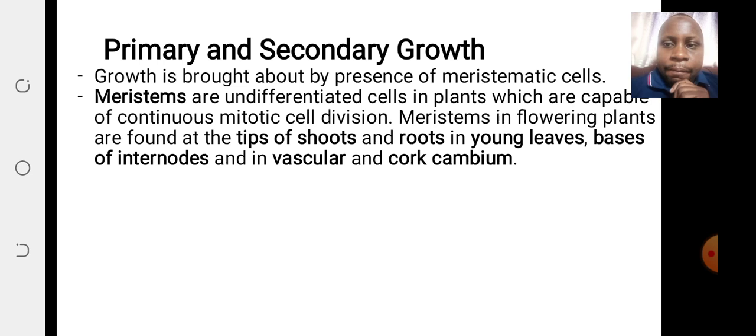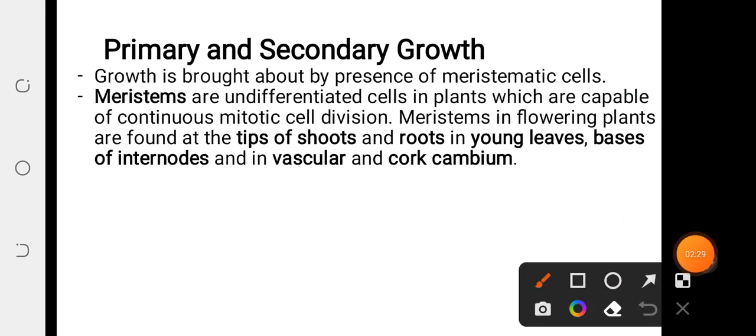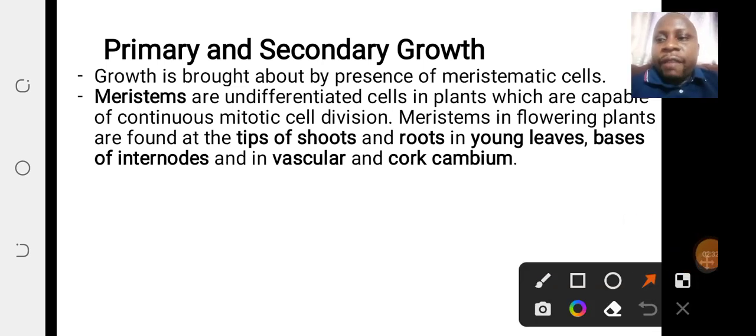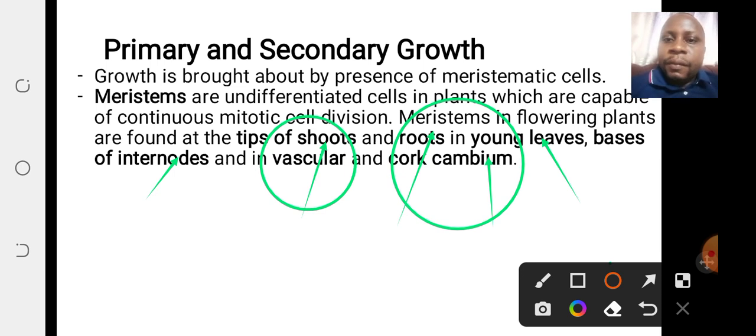Okay? Now, where do we find meristematic cells? In flowering plants, meristematic cells are found in the following regions. One, we can find them at the tips of the root and the tips of the shoot. Also, they are found in the young leaves, in the internodes, and in the cambium. We have two main types of cambium, the vascular cambium and the cork cambium.